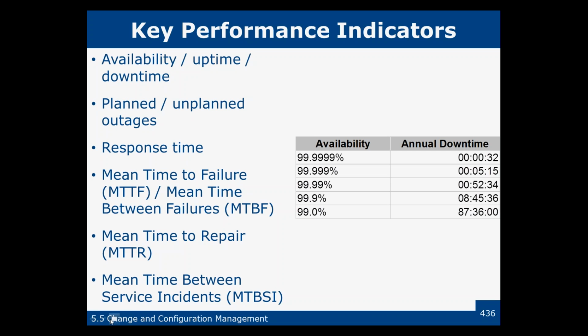The uptime availability, you've heard of the five nines. This would be the five nines here, 99.999% of the time up, which means that over the course of a year, you have 5 minutes and 15 seconds of downtime. 99.99, 52 minutes down. 99%, 87 hours and 36 minutes of downtime. So when a company claims the five nines, they have a very high uptime.